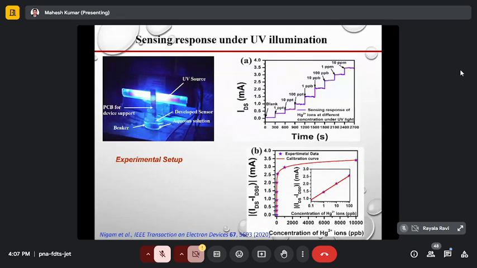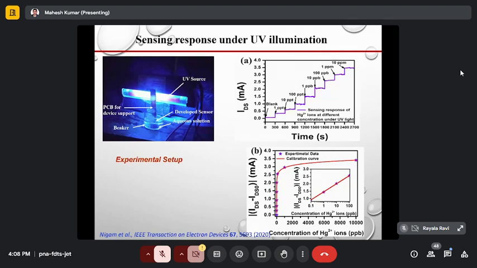Then we tried to improve the sensitivity and selectivity. In water purifier systems, we use a UV lamp to kill the bacteria in the water. So now, where do we have to mount our sensor? In the previous case there was no UV source, and we did the measurement in normal light.